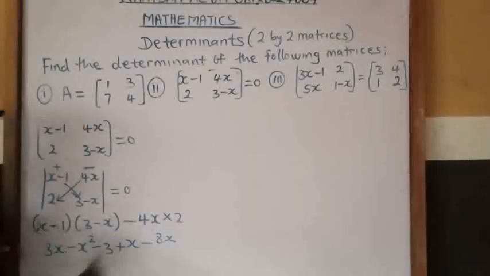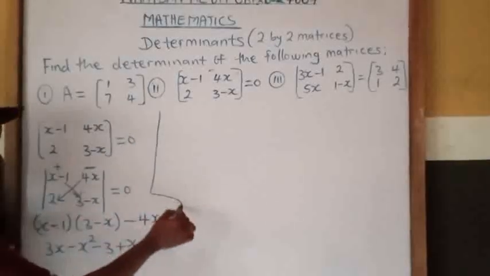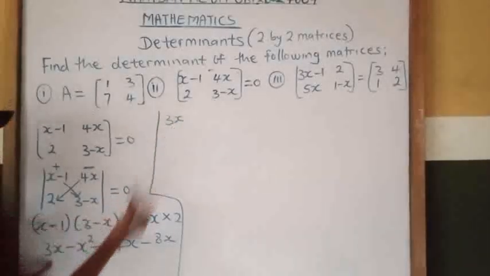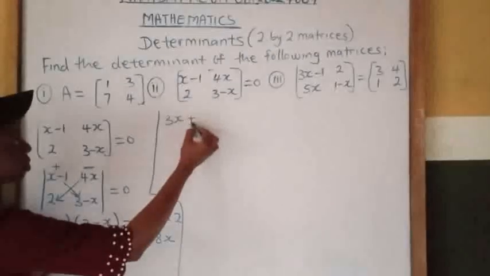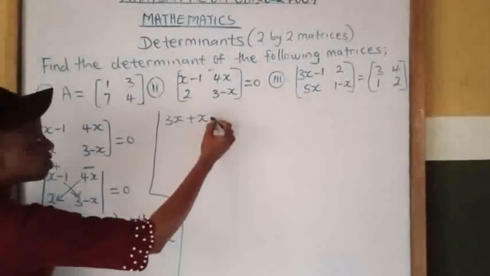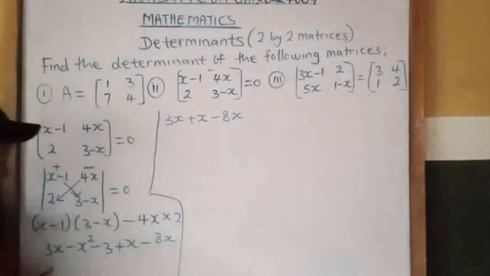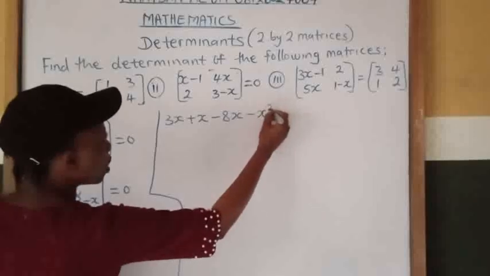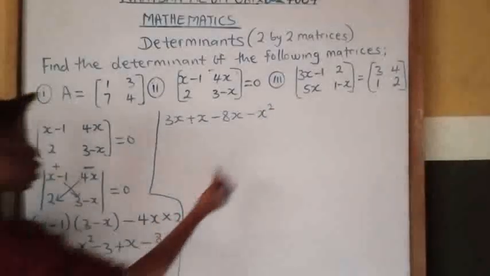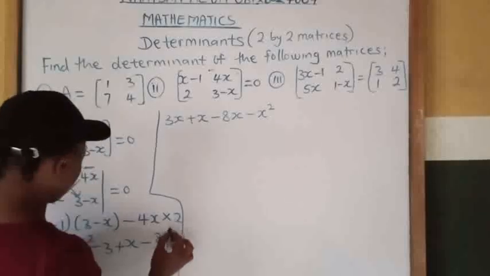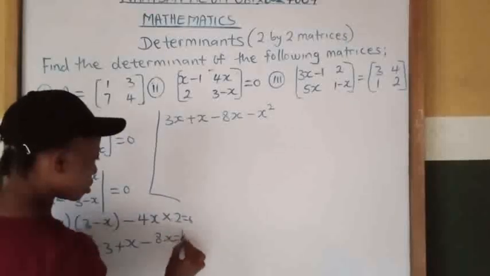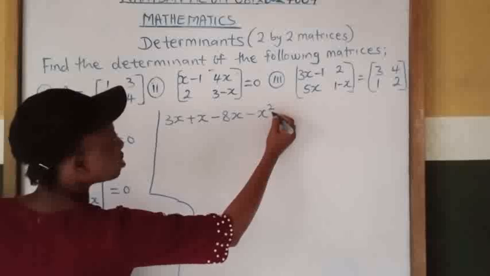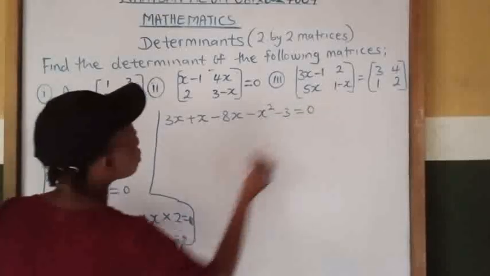So let's collect the like terms. So we have 3x, then plus x, minus 8x, then followed by minus x raised to power 2, then minus 3 equal to 0. Don't forget that everything is equal to 0.